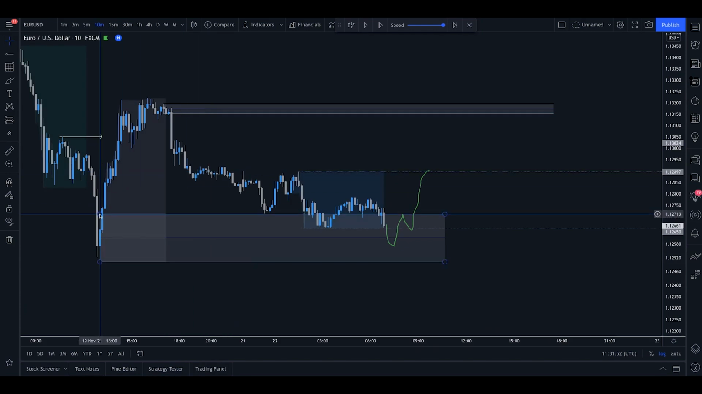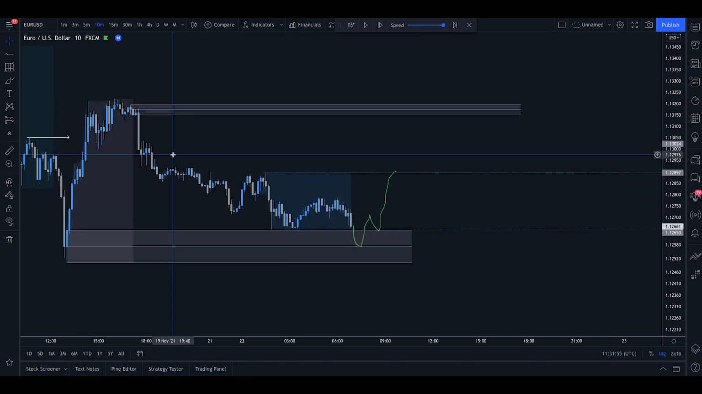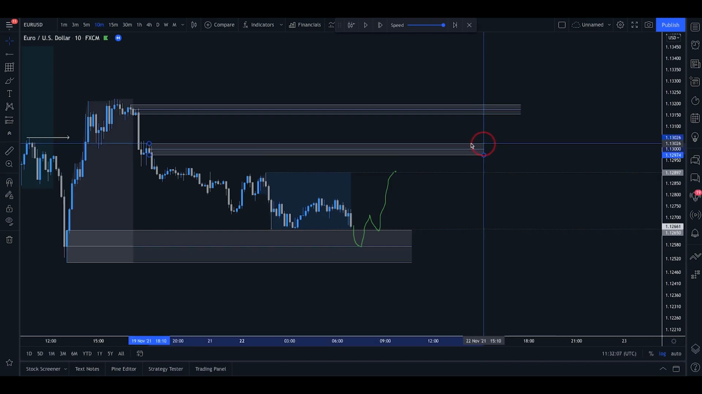The 10-minute could allow us to refine this zone a little bit further. It also gives us a clearer picture of this supply area as well. That's the last candle before the impulse. I know this confuses some people, my use of order blocks. I don't actually mark them on the last bullish before the bearish candle and so on.